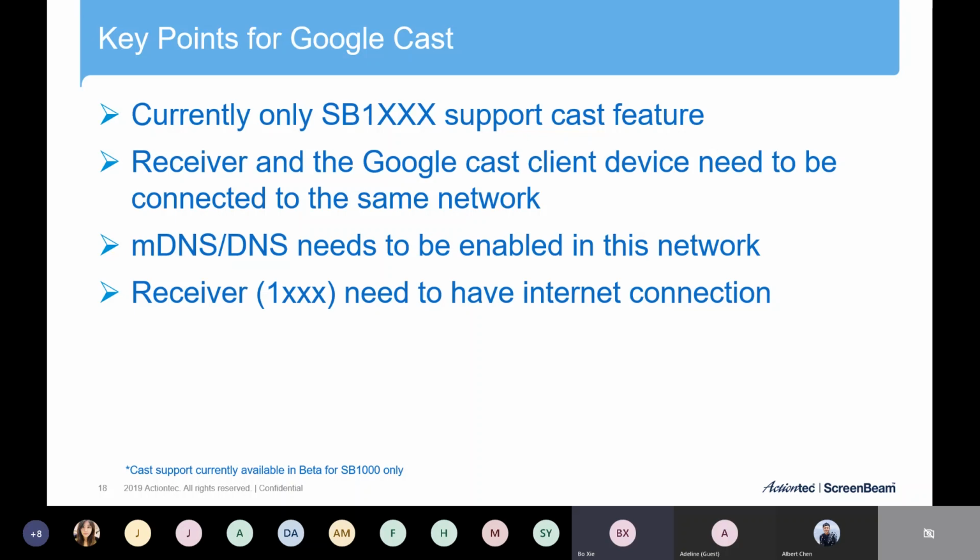Similar to Apple devices, they depend on mDNS to do the discovery. So you need to make sure mDNS is enabled in this network so that the Google client can find the receiver through this mDNS process. The port number and all the processes are the same as Apple. The receiver itself also needs to have an internet connection because during the initial setup, Google requires synchronizing with their servers in the cloud. So you must have an internet connection. Otherwise, you just cannot connect with it.